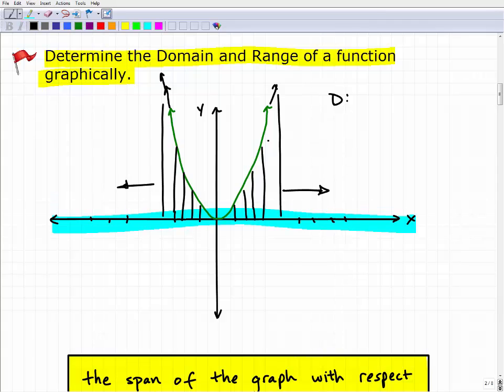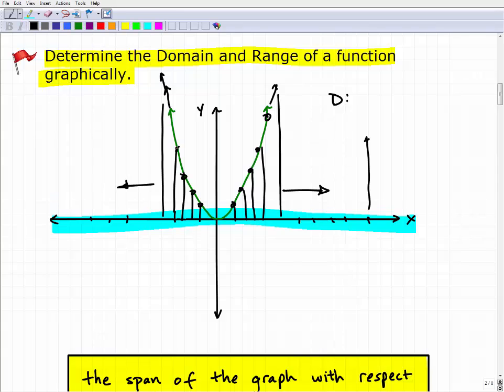In other words, somewhere way up, beyond what we can see in this graph, if I go up here, it's going to hit this sketch. So graphically speaking, the span of this graph is the entire x-axis. In other words, all x's will be found on this graph.